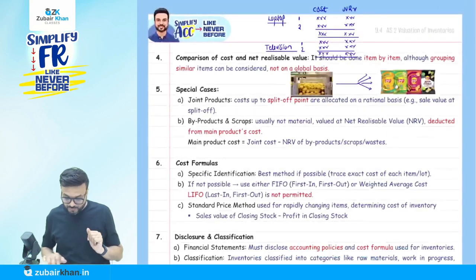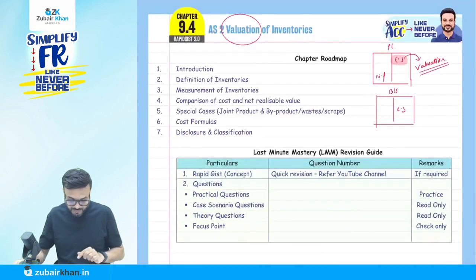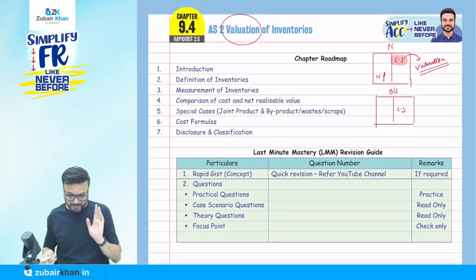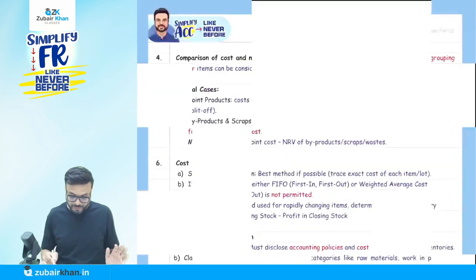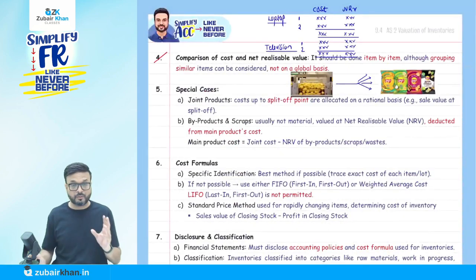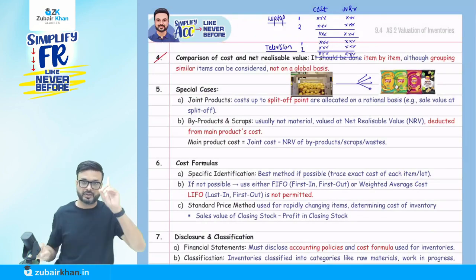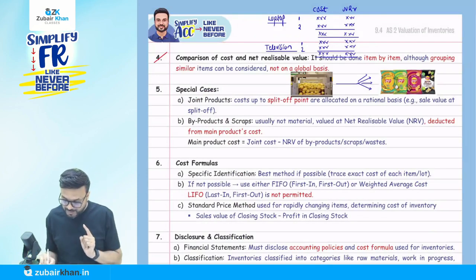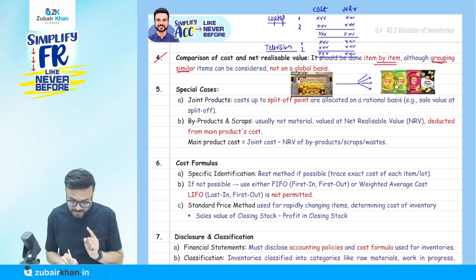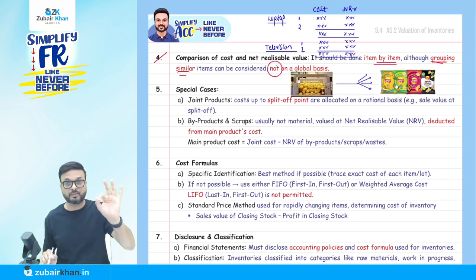Okay, so I have now covered the introduction, definition of inventory, and measurement. Now I'm coming to point number 4. Because we do the comparison of cost or NRV, whichever is lower, it should be done on an item-by-item basis, although grouping similar items is also allowed, but not on a global basis. What does it mean?